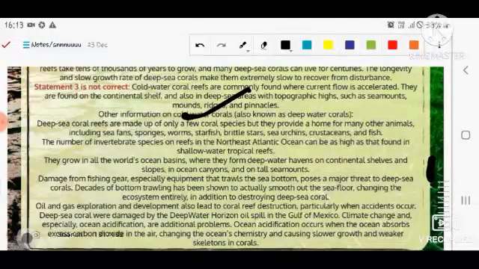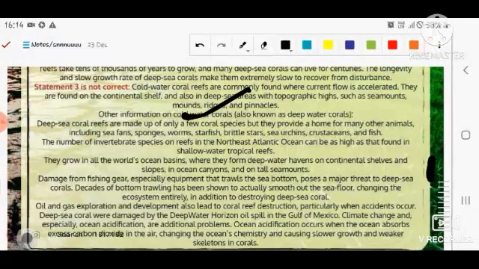I have already talked about the many small invertebrate species dependent upon the coral reef, and there is the beauty of the environmental condition there. Deep sea coral reefs are made up of only a few coral species, but they provide a home for many other animals. The number of invertebrate species on reefs in the northeast Atlantic Ocean can be as high as that found in shallow water tropical reefs.